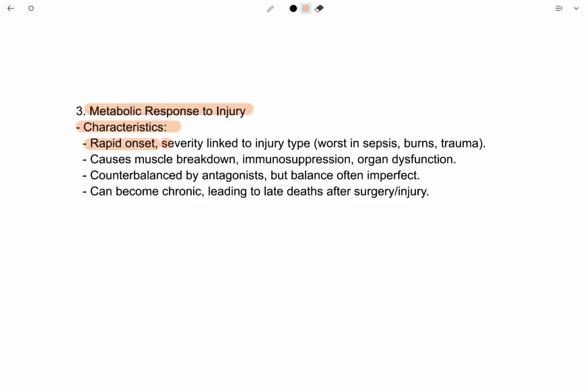Rapid onset, with severity linked to injury type. It is worst in sepsis, burns and trauma. It causes muscle breakdown, immunosuppression and organ dysfunction. It is counterbalanced by the antagonists, but the balance is often imperfect. It can become chronic, leading to late deaths after surgery or injury.